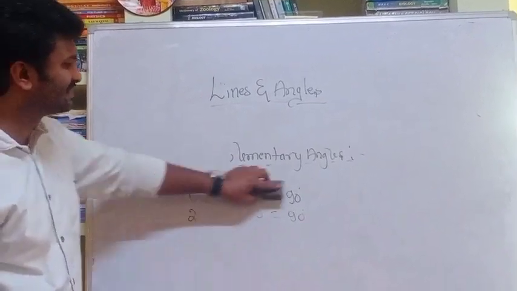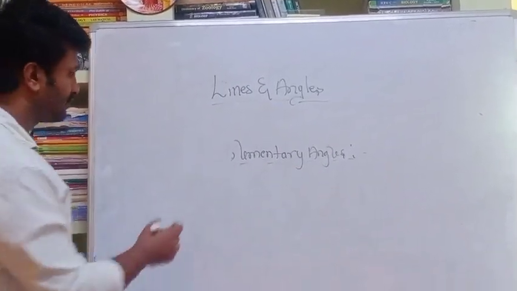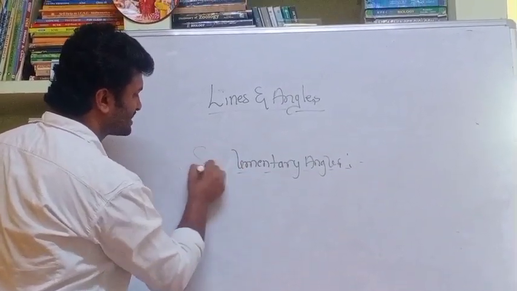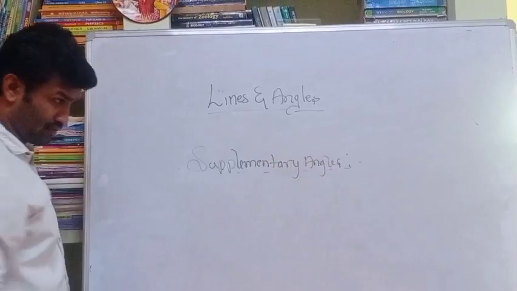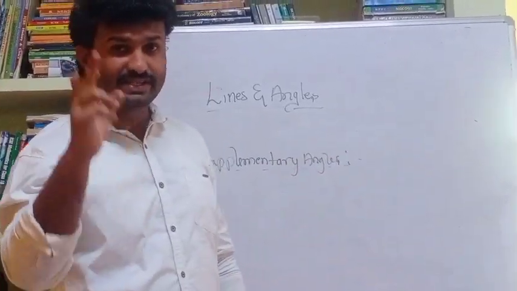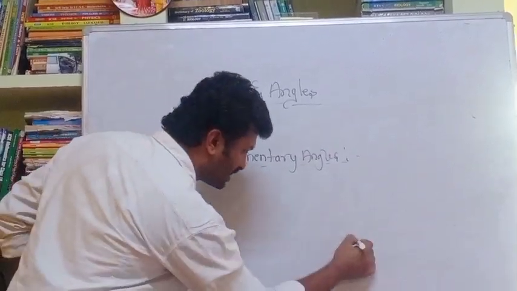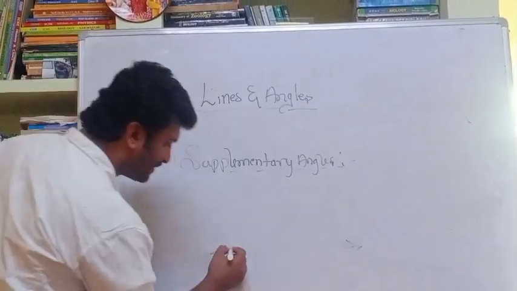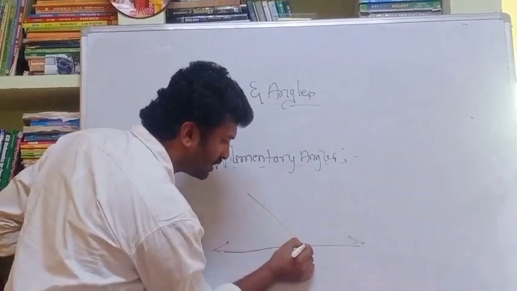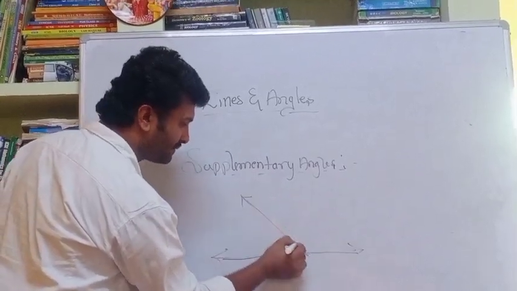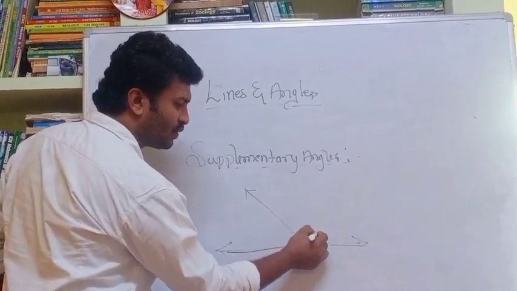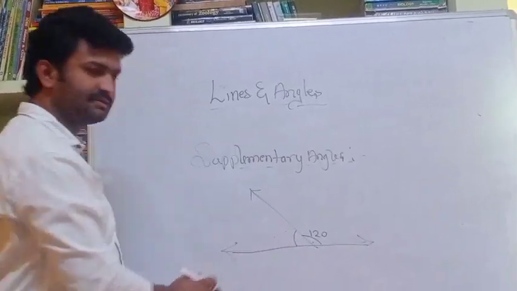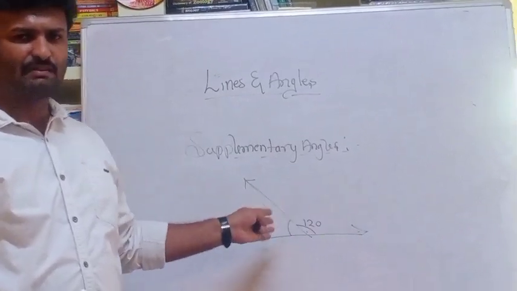What are supplementary angles? If two angles are said to be supplementary, we have to divide the 180 straight angle into two angles. For example, take this one as 120, and this becomes 60. You know how to find the unknown angle: subtract from 180, and you will get the remaining angle.